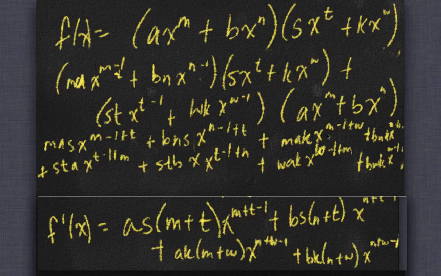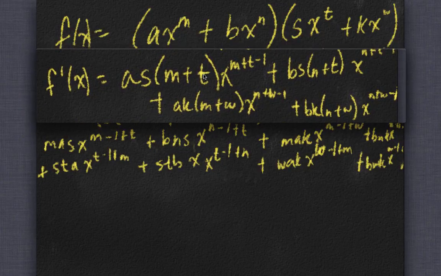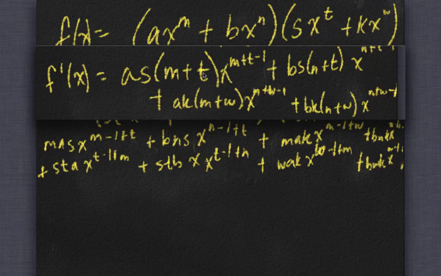Then these are the m plus w minus 1, m plus w minus 1. I factor out the AK, and I get m plus w, AK, m plus w. And over here, this is the n plus w minus 1. And I factor out the BK, and I have n plus w, BK, n plus w. So that is a proof that you hate, but maybe some of you would like to see that this thing actually kind of works.